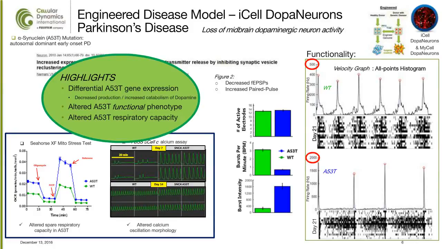Collectively, the differential gene expression and the altered functional and respiratory capacity measures of these cells are right in line with the idea that this is a Parkinsonian model and a good disease-in-the-dish model to study this mutation.